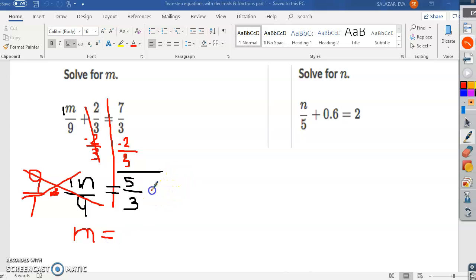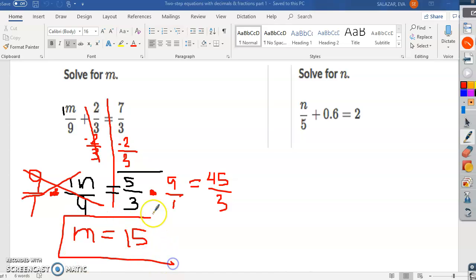And whatever I do to one side, I'm going to do to the other. So I'm going to multiply times 9/1 on this side as well. And that's my dot for multiplication. So 5 times 9 is 45. I'm just going to write my answer here on this side for now. And 3 times 1 is 3. And 45 divided by 3 is 15. And that is my final answer. M equals 15.